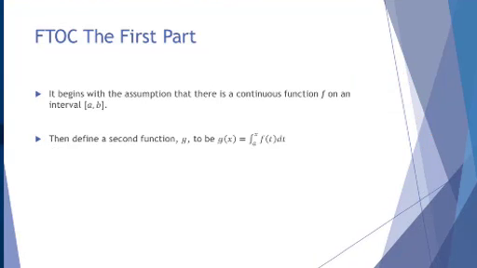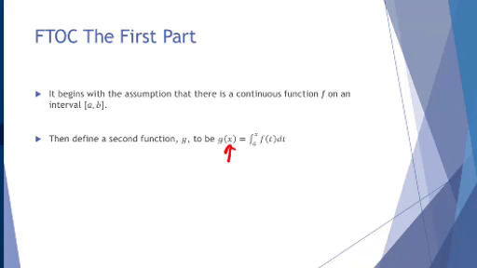So the first part of the fundamental theorem of calculus starts with the assumption that we have a continuous function f on an interval from a to b. And then with that assumption, we define a second function, g, to be g as a function of x, defined to be the integral from a to x of f of t dt. So we can see, because this is function notation, x is the variable in this function g.